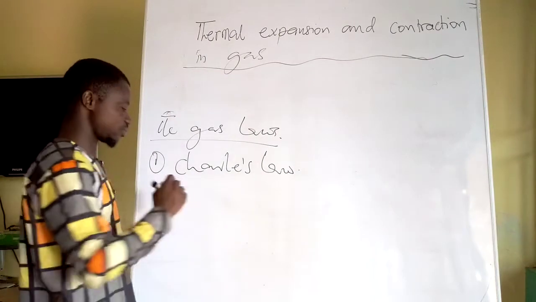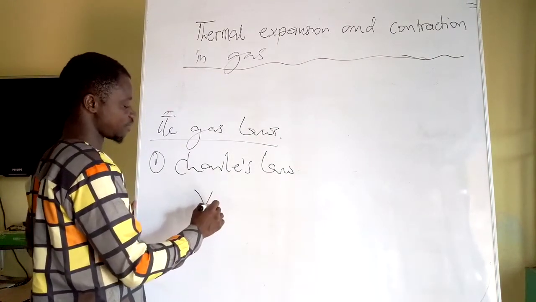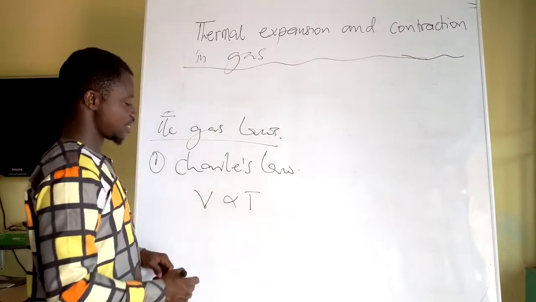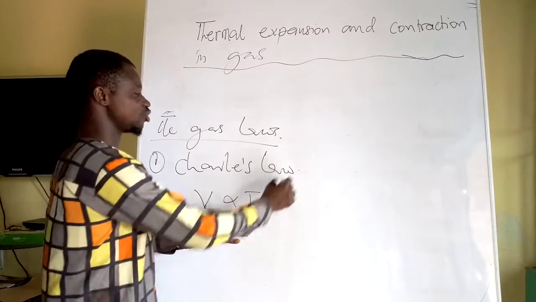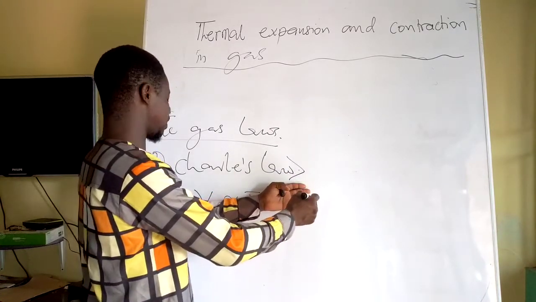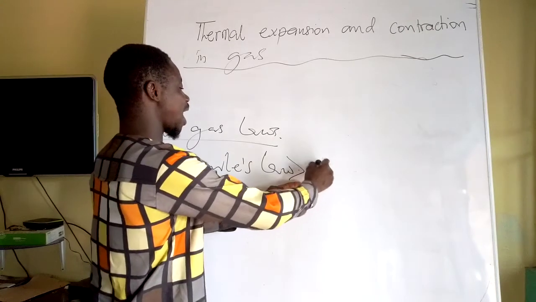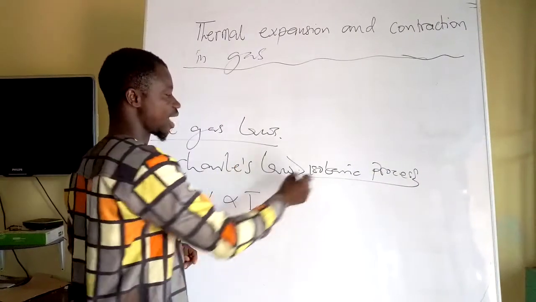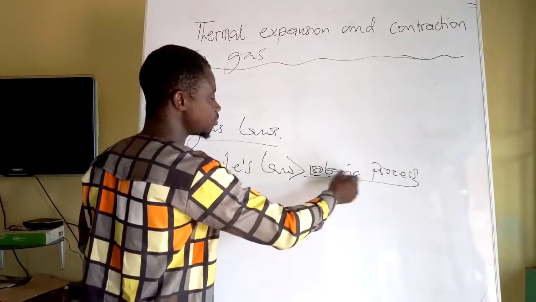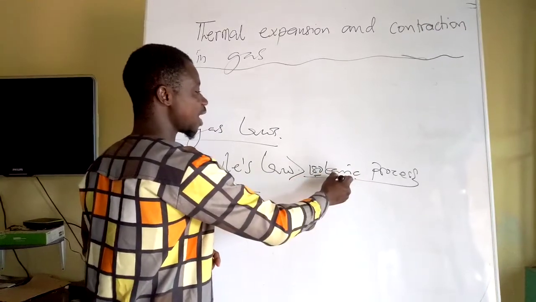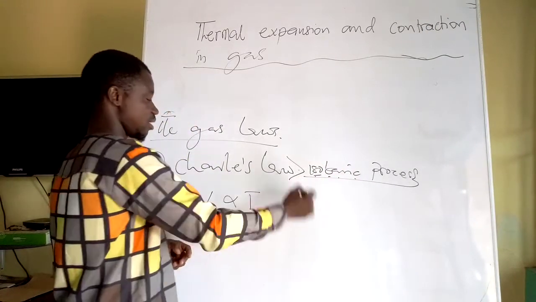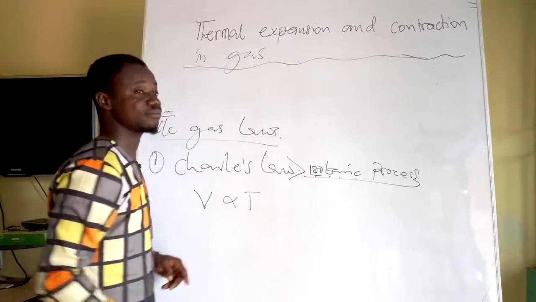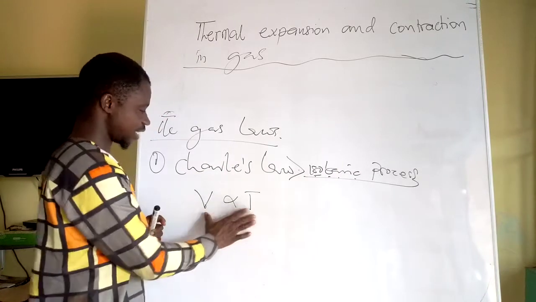So according to Charles law, the volume of a fixed mass of gas is proportional to the absolute temperature at constant pressure. This gas law, in thermodynamics, we call an isobaric process. Iso means constant. Baric or bar has something to do with pressure. So it is a constant pressure thermodynamic process, whereby volume is proportional to temperature at constant pressure. All right? Good. That is Charles law.